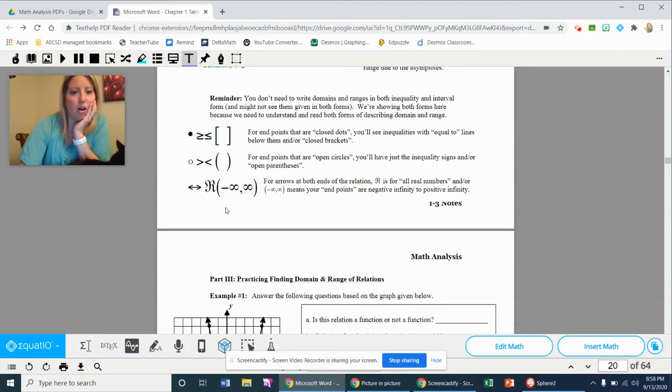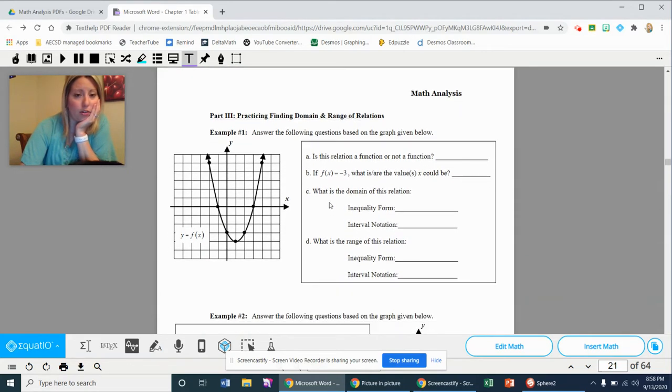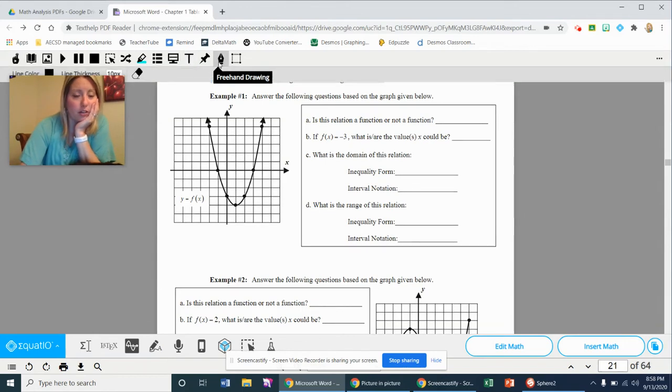Okay. This is all infinity stuff, right? So if your arrow is going on in both directions, it's all real numbers. So it's that fancy looking R, and it's negative infinity to positive infinity, covering all of your numbers. And of course, we have to do some examples, right? So, first of all, is this a function or a relation? So let me see if I can freehand this guy.